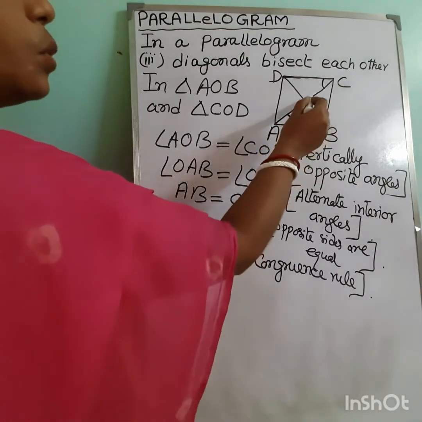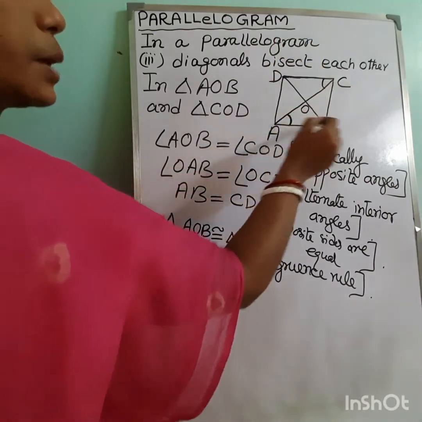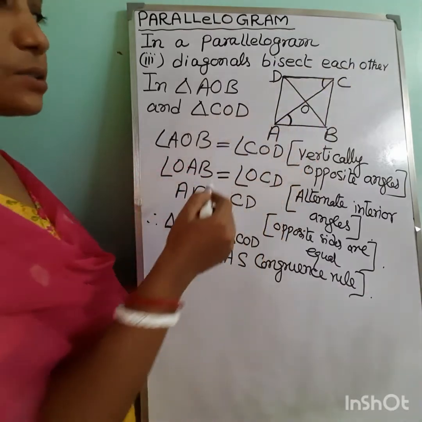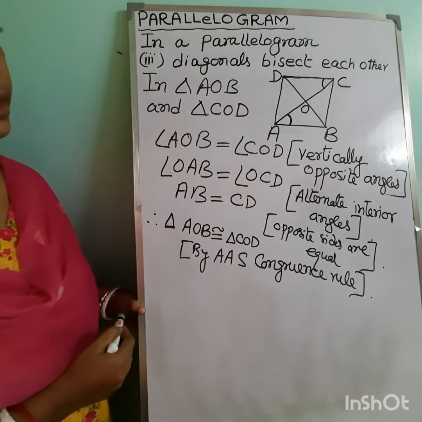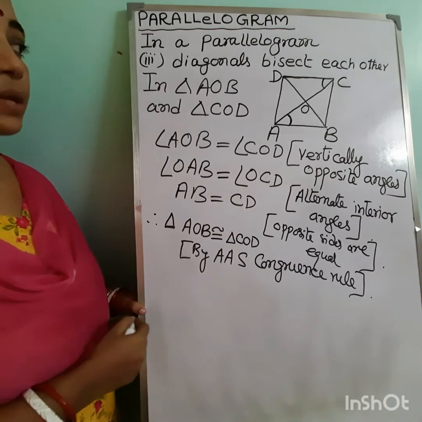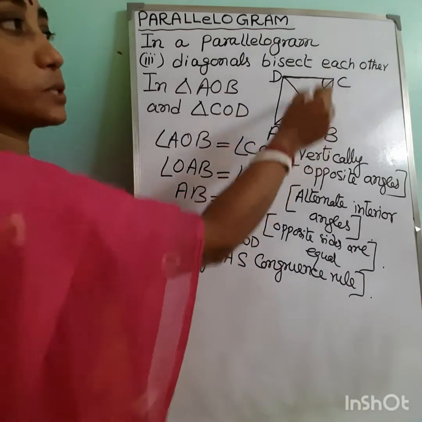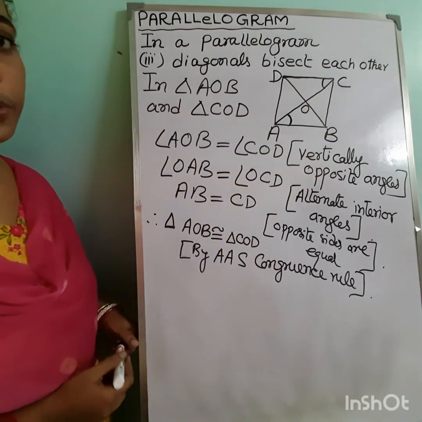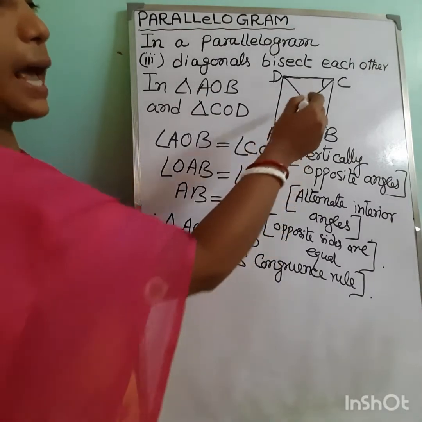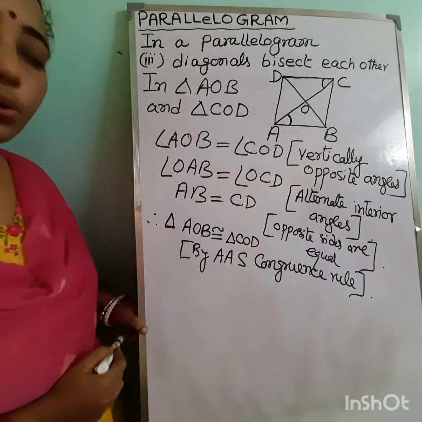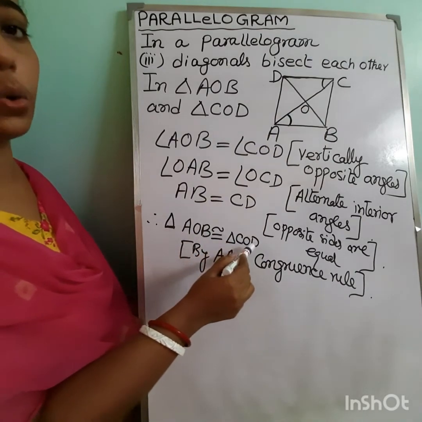Again, angle OAB is equal to angle OCD because AB is parallel to CD and AC is a transversal. So these two angles are alternate interior angles and alternate interior angles are equal because AB is parallel to CD. And AB and CD are opposite sides. So in a parallelogram opposite sides are equal. So these two sides are equal. So by angle side congruence rule, these two triangles, triangle AOB is congruent to triangle COD.